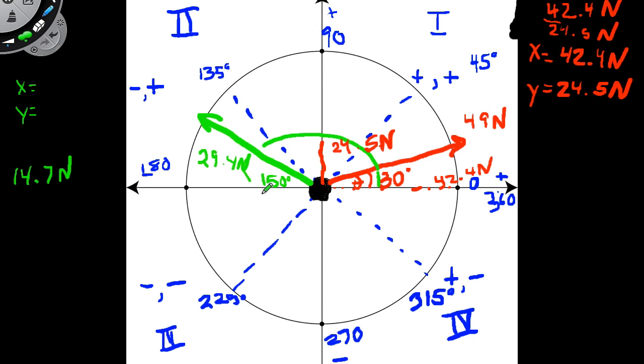And all I'm doing once again is just taking my theta, so the sine of theta, right, times 29.4, and then I'm doing the cosine, and the cosine of theta should be 25.5 newtons.